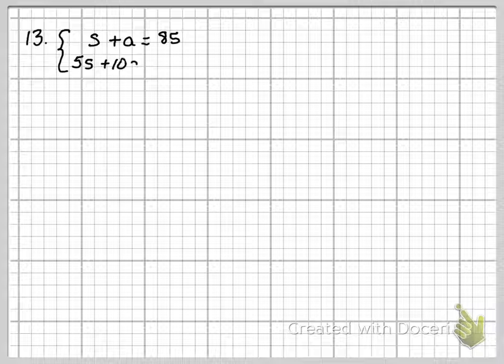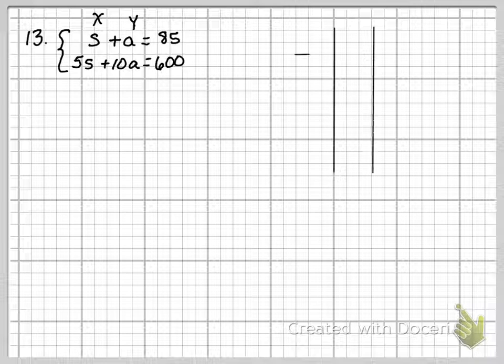Alright, number 13 says your school sells tickets for its winter concert. Student tickets are $5, adult tickets are $10. If your school sells 85 tickets and makes $600, how many of each ticket did you sell? Okay, so students plus adults is 85. 5 times the students plus 10 times the adults is $600. We'll use S as my X and A as my Y.